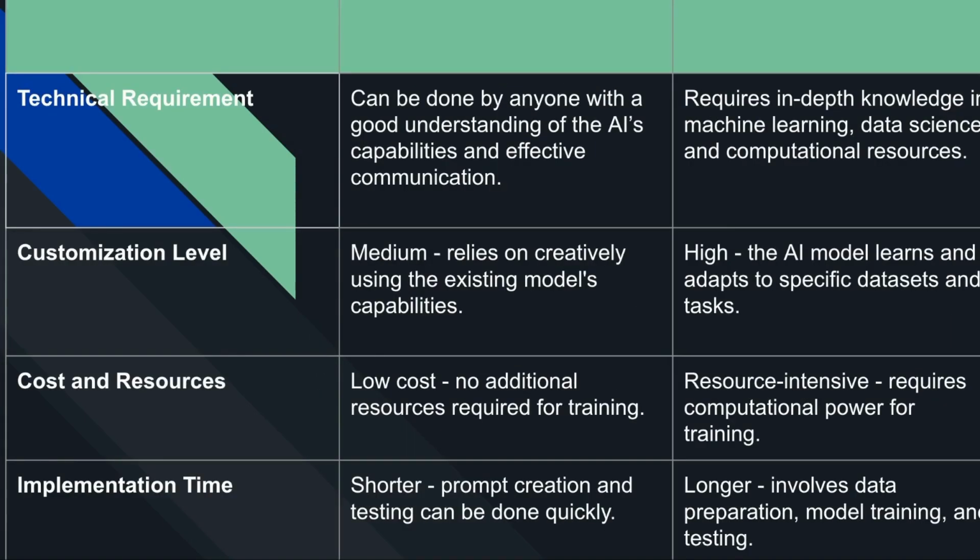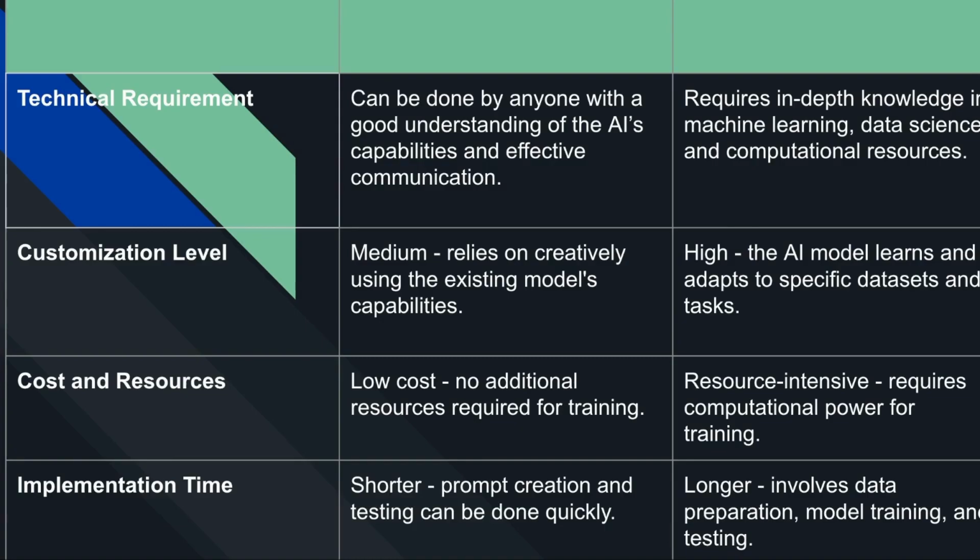Now let us understand the difference between both of these in different aspects. So let us understand the technical aspect. If I talk about prompt engineering, it can be done by anyone who has basic understanding of AI and understands the nuances of guiding the conversation. So anyone who can ask very precise questions can do prompt engineering. Fine tuning requires in-depth knowledge of machine learning, data science, and computational resources. So you need some technical person to do that.